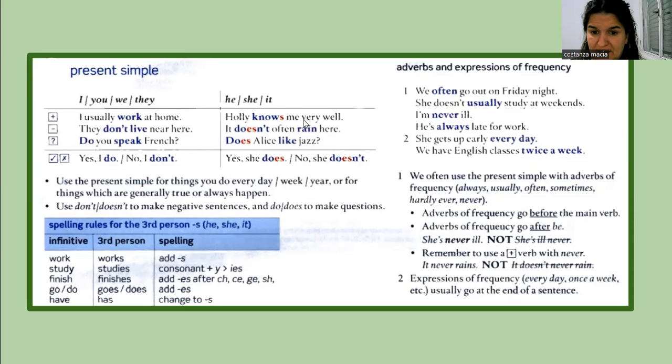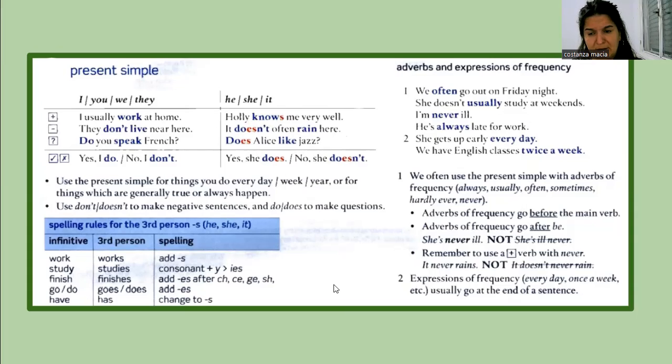When we make a negative sentence like it doesn't often rain here, the verb hasn't got any S because we have an S in does. The same happens with the question. The S is in does.